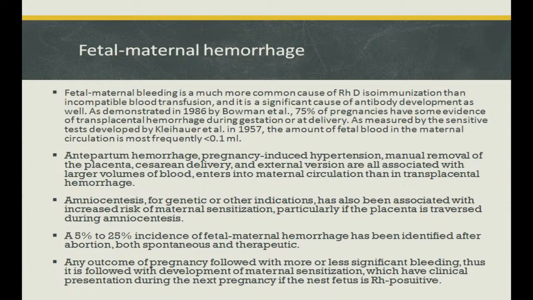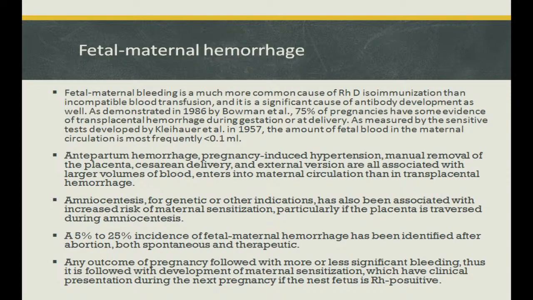as measured by the sensitive tests developed by Kleiner and co-authors. In 1957, the amount of fetal blood in the maternal circulation was less than 0.1 milliliter. Thus, it is not enough for development of a significant number of antibodies, and in this case, isoimmunization would be delayed. The clinical presentation of this situation would be delayed, and fetal demise would be delayed.